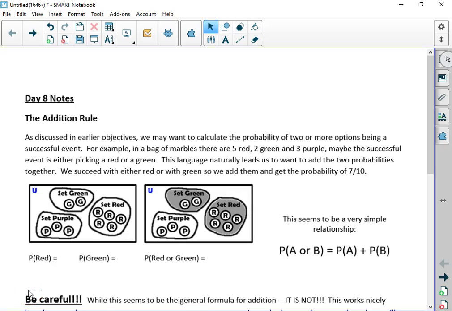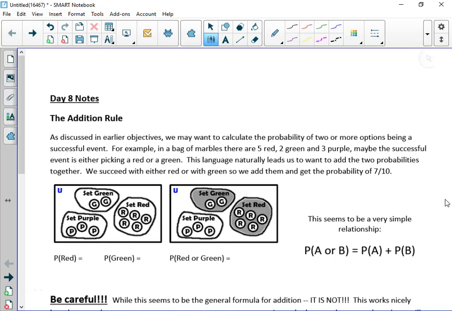All right, day 8, the addition rule. As discussed in earlier objectives, we may want to calculate the probability of 2 or more options being successful events.